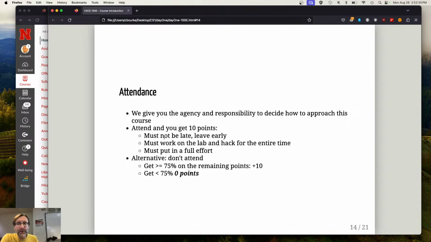Don't be late. If you want the attendance points, show up. Don't show up late. Don't leave early unless you're done. You must work on the lab and the hack for the entire time, and you must put in a full effort, not just sit there dinking on a phone or whatever, right? We will give you those 10 points, 5 for the lab, 5 for the hack, right?